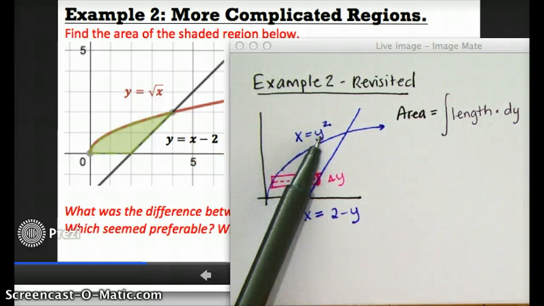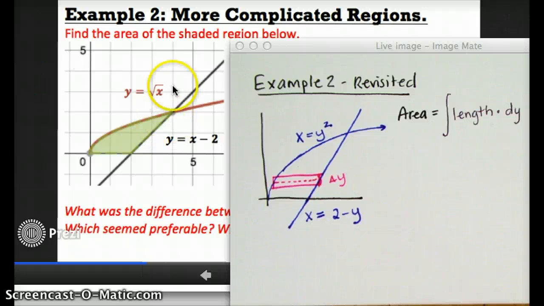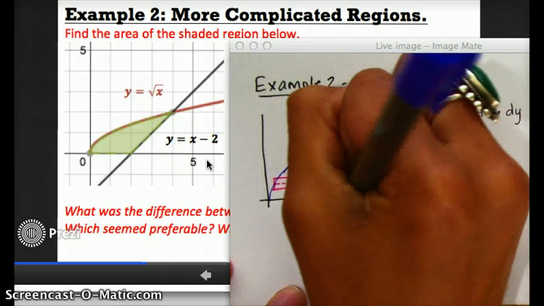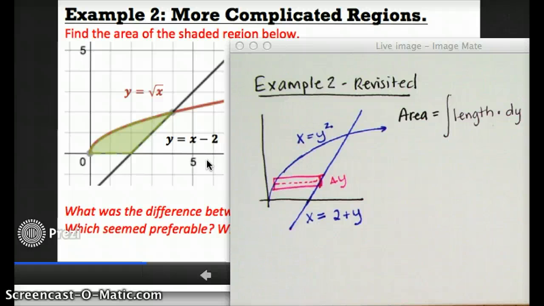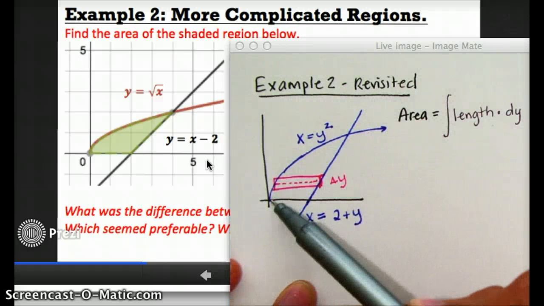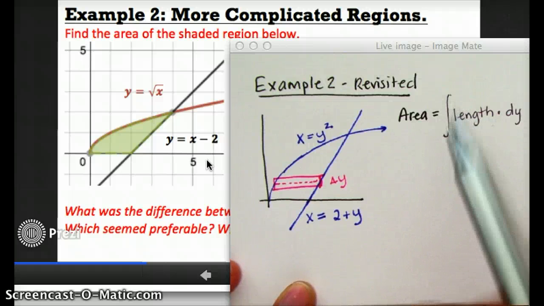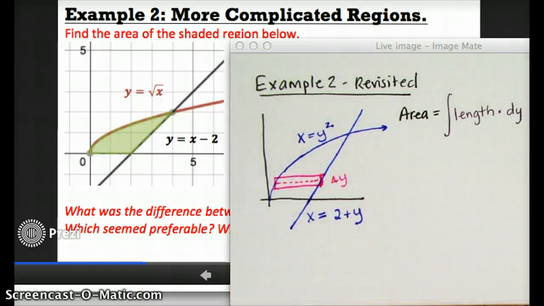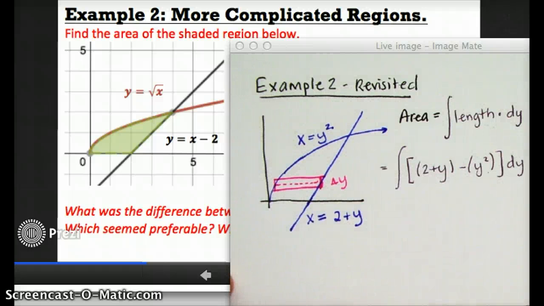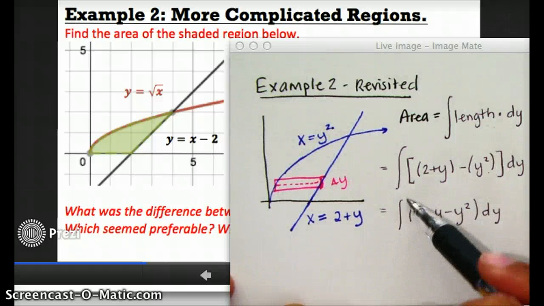X equals y squared is really just another way to write y equals the square root of x. And similarly, if I solve for x down here, we get x equals ... plus y. Okay, so remember we wanted the second x value minus the first x value for the length. We're ready to set up our integral. It would look like this. And then I can simplify. And I'm pretty close to evaluating. I just need my limits of integration.